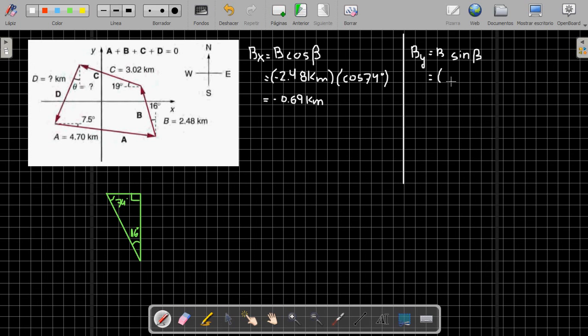The value of the vector B is equal to 2.48 kilometers. And we're going to multiply that by the sine of 74 degrees. Finally, the sine of 74 degrees is equal to 0.96, and that multiplied by 2.48 is going to be positive 2.38 kilometers.